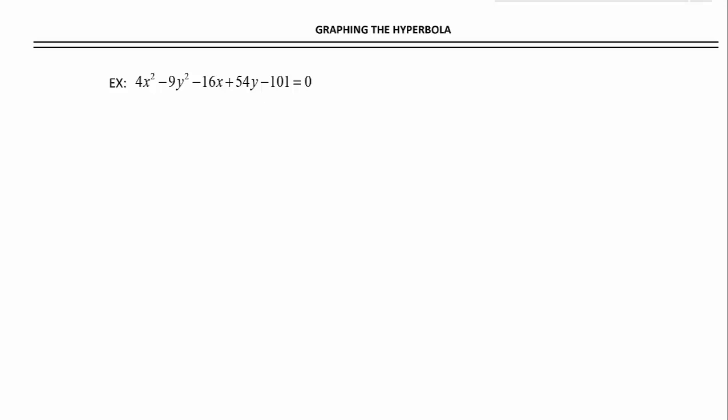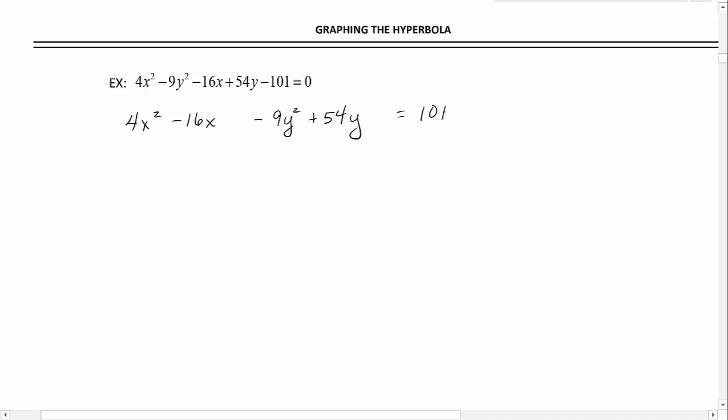Let's start by getting organized. Let's get our x's together, our y's together, and then our constant on the other side of the equation. We know when completing the square, our leading coefficient has to be 1, but because x squared and y squared have different leading coefficients, we can't just divide to create that leading coefficient of 1. We're going to have to factor to create that leading coefficient of 1.